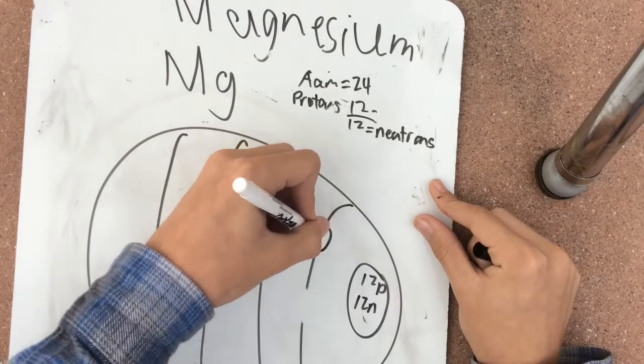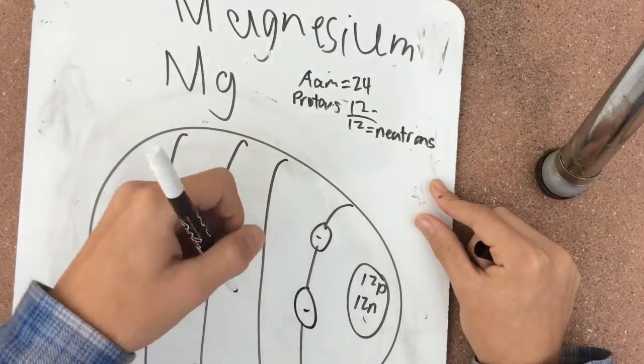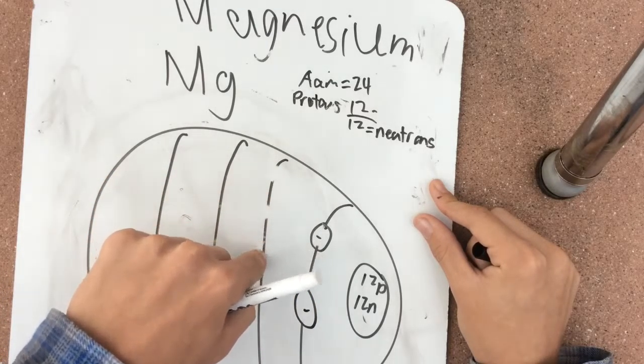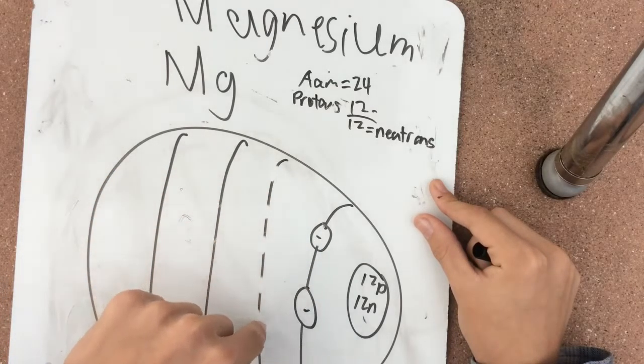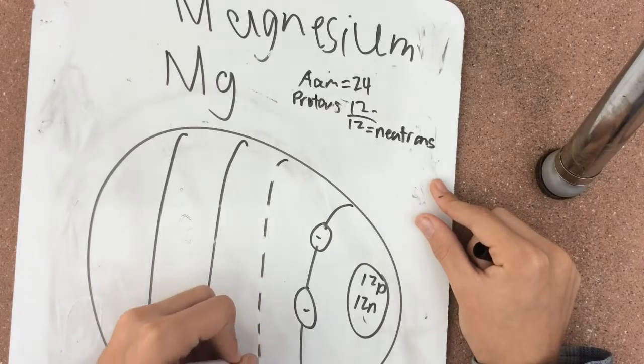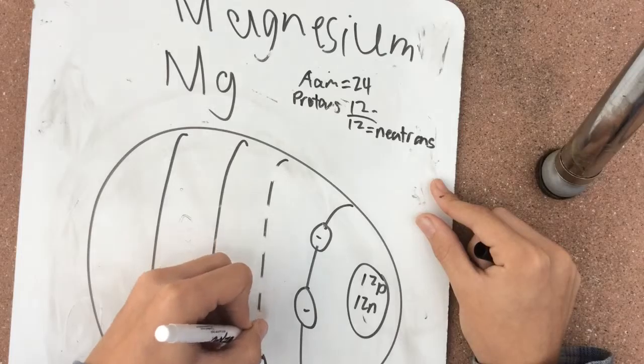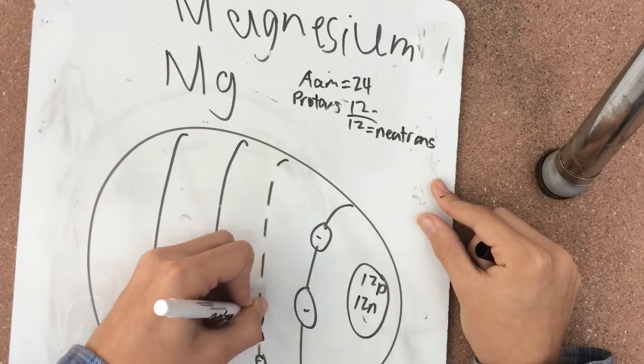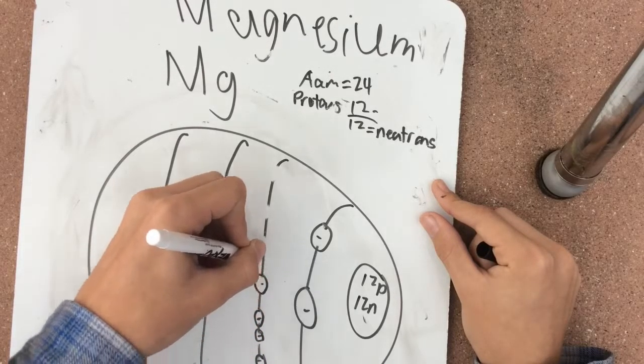And then the amount of protons and electrons are equal. So you'd have 12 protons, so you'd have 12 electrons. And the way that the electrons are set up is that they go in rings. They go in rings of 2, 8, 8, 2.